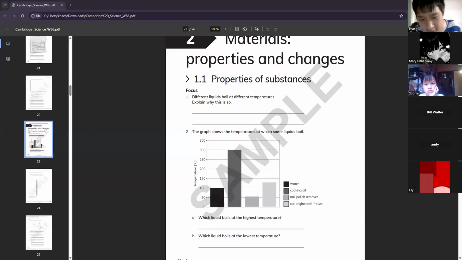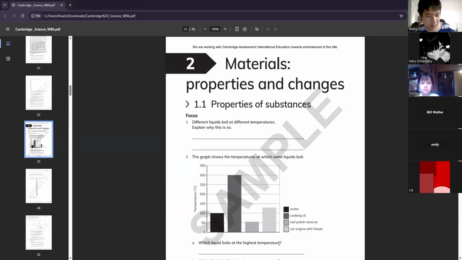All right, so since we're basically done with the entire curriculum, we are going to do the workbook a bit. Anyways, let's start with lesson two since we already completed the first one before. So, can anybody try to explain to me why different liquids boil at different temperatures?